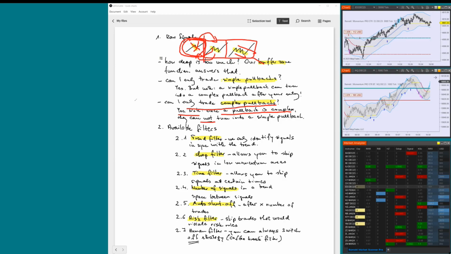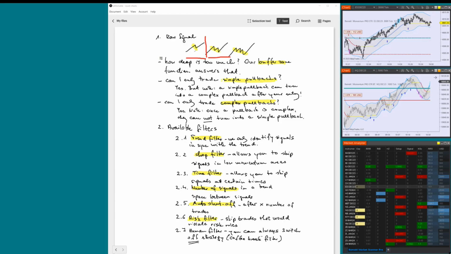So this is just one option in the software. Again, something that we considered right up front, to differentiate between the two types of pullbacks, simple and complex, and then giving you the option to either trade both, or just switch on the simple pullbacks, or just switch on the complex pullbacks.